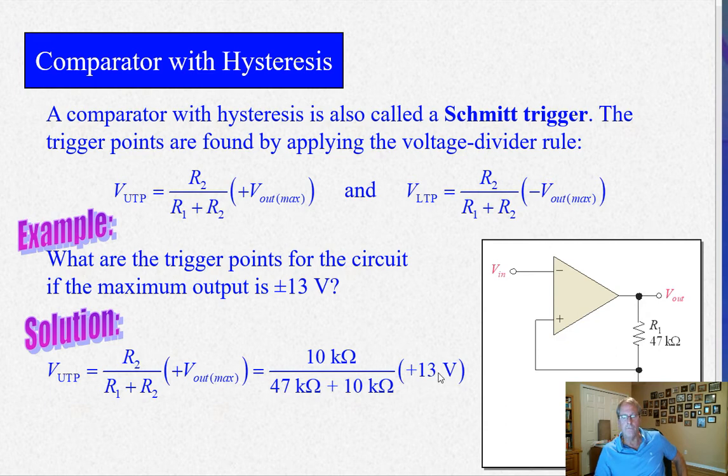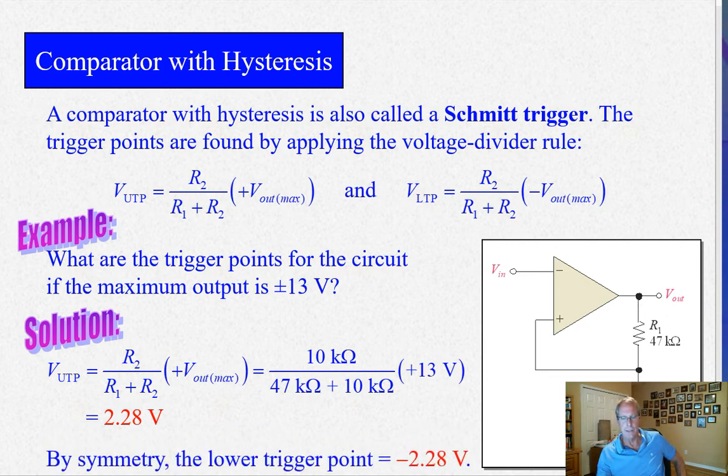Okay, so you get 2.28 volts. That's the switch point for the upper trip point. Now the lower trip point is going to be the same, except a negative voltage. So what that means is that when this input is high, above 2.28 volts, and it's dropping down, when it gets to 2.28 volts, this output's going to switch and go to the other rail, from 13 volts down to minus 13 volts.